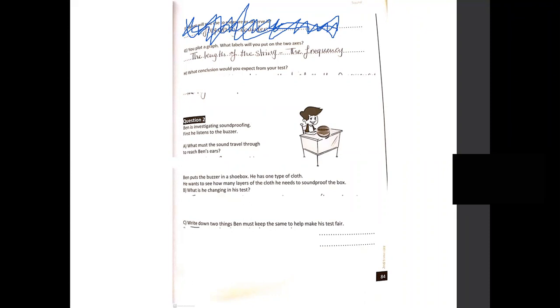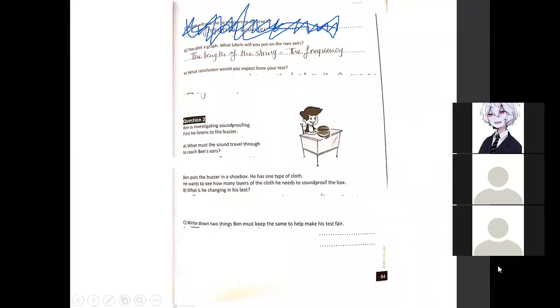But if you are comparing between the different thickness, then you will remove the length and you put the thickness of the string versus the frequency or the pitch. According to how you're going to answer this question, the frequency or the pitch, both are the same. You're not going to change this. Okay, what conclusion would you expect from your test?